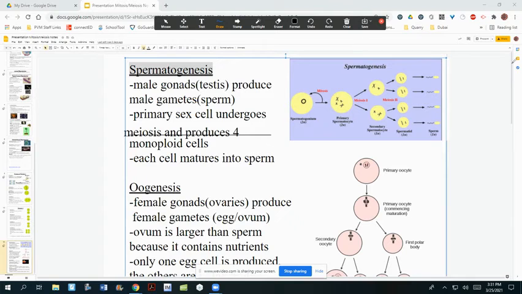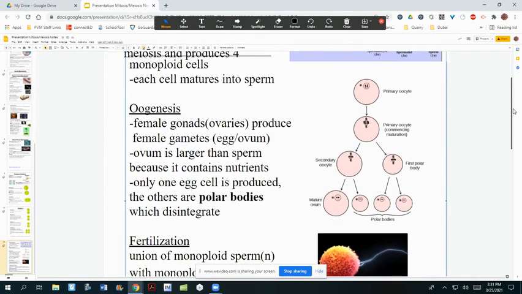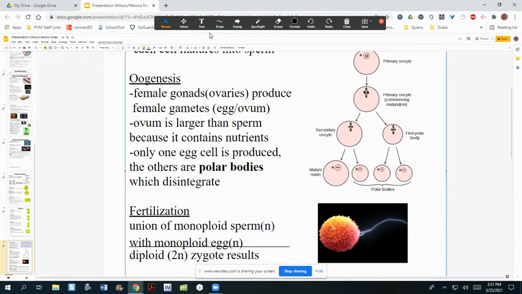Now, that's different in females, however. Females go through meiosis and produce 4 cells, but not all 4 cells are going to become eggs. So there are a couple of differences between males and females. You definitely want to know the difference between spermatogenesis and oogenesis, or oogenesis, depending on who you talk to. But it's easy to remember: O and ovaries. They produce eggs.